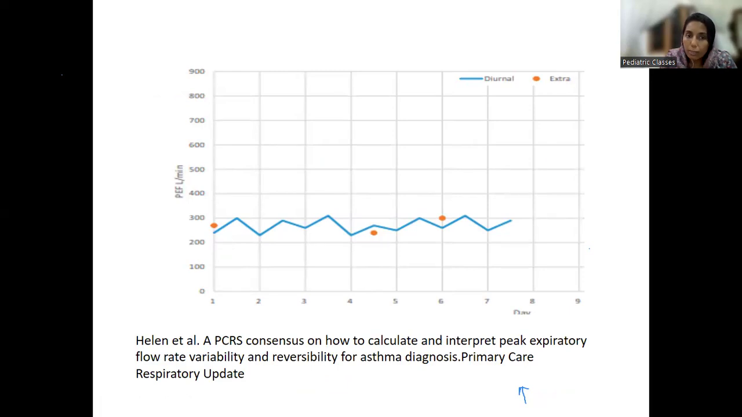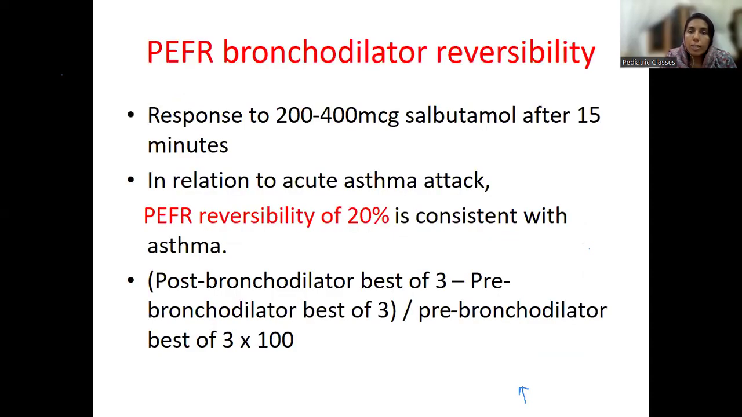So this is also very easy to understand, but for a patient, it's always easy to just write down the values. It depends on the convenience. There's another concept called PEFR bronchodilator reversibility. That means, how does the patient respond to 200 to 400 micrograms? Why 200 to 400?